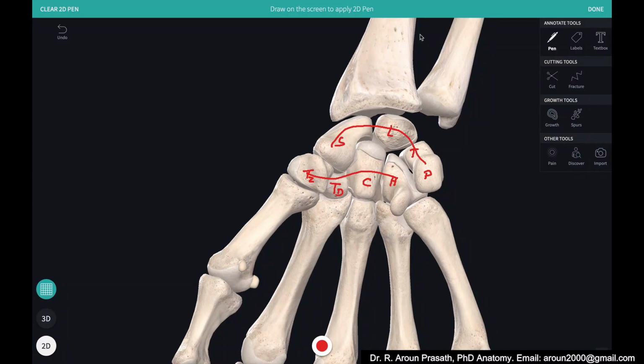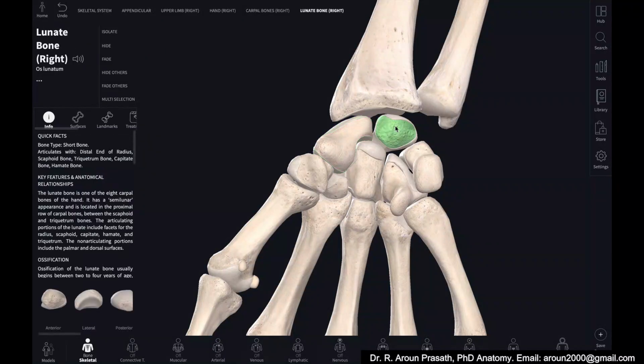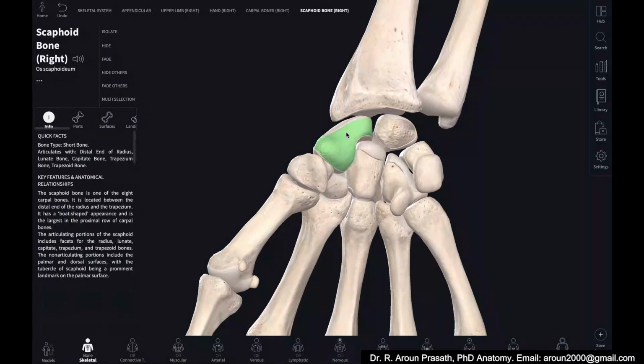Okay, let's discuss only the carpal bones now. If you see in the proximal row, the scaphoid and the lunate bone alone are articulating with the radius, forming the radiocarpal joint. We will discuss that later. Just know the names for now.